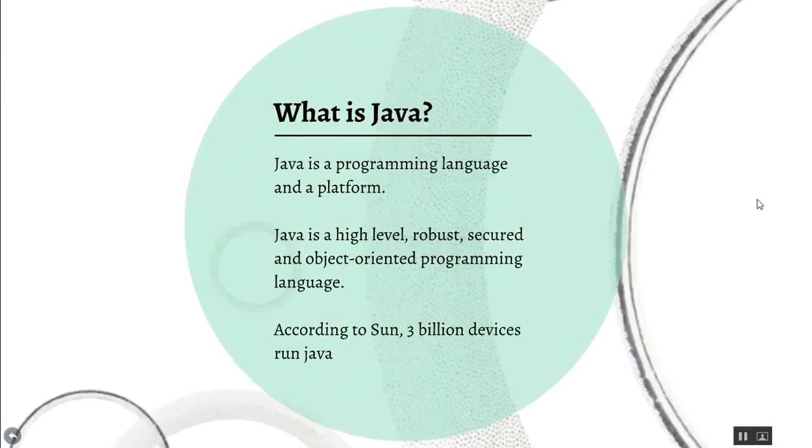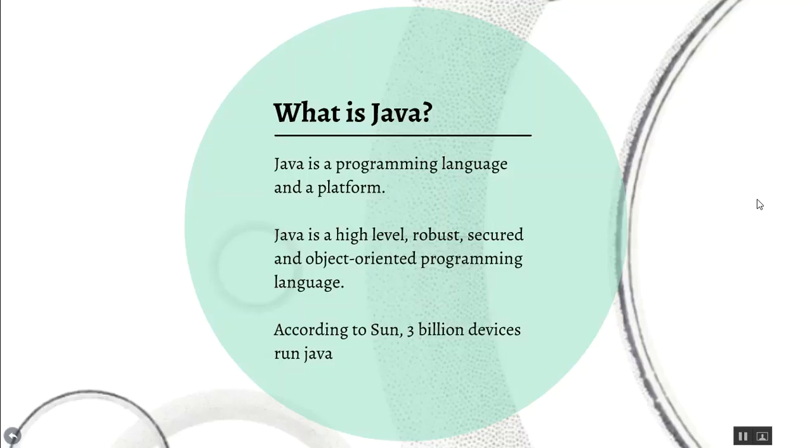So, what is Java? Java is a programming language as well as a platform. In the software industry, there are two kinds of platforms available. First is a hardware platform, and second is a software platform. So, Java is a software-based platform which allows you to develop your own code. Java is a high-level, robust, secured, and object-oriented programming language.